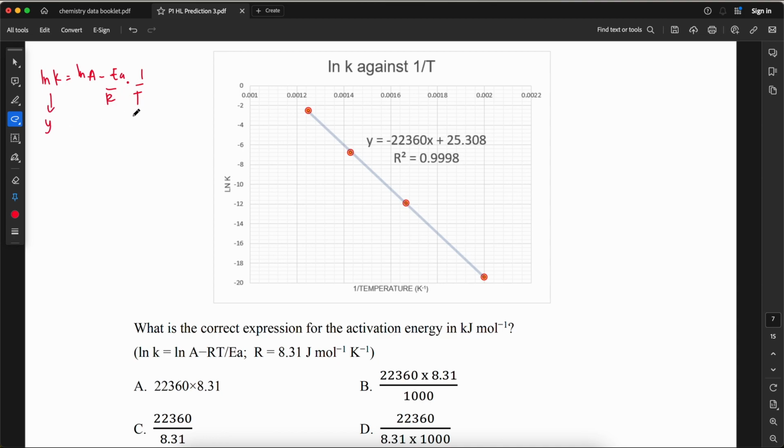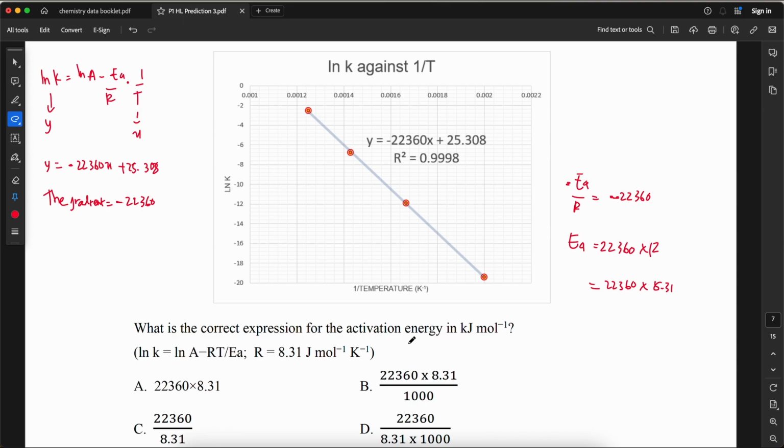And then this one will be y, and this one will be x. As you know, y is equal to -22360x plus 25.308. So the gradient will be -22,360. Okay, so negative Ea divided by R equals the gradient, right? So -22,360. So Ea would be 22,360 times R, which is 8.31. But be careful because the question is in kilojoule per mole, so it should be divided by 1000. So the answer will be B.